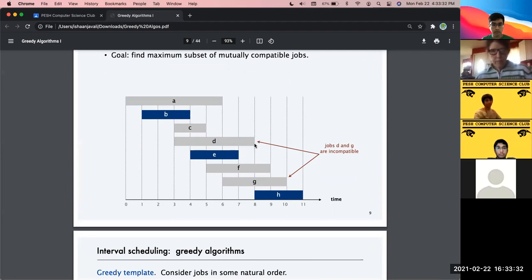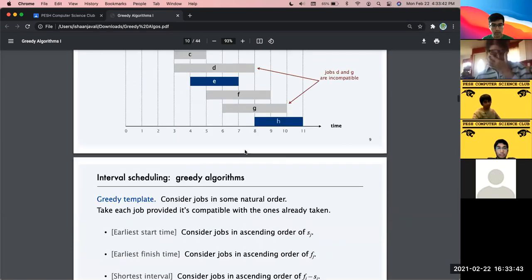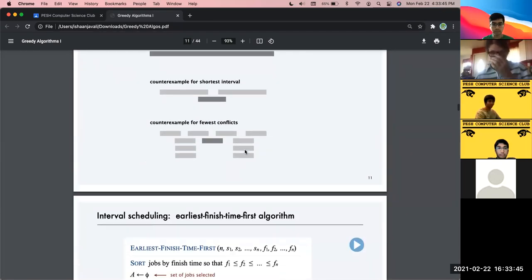D is the next earliest finish time, but it's not compatible. F is not compatible. G is not compatible, but H is. And so our answer is three. We would take intervals B, E, and H. Are there any questions about this problem?